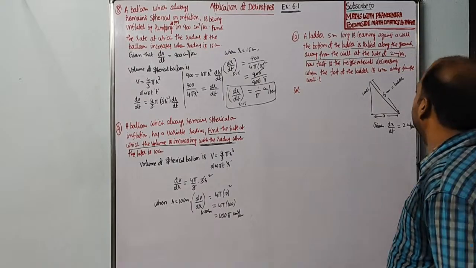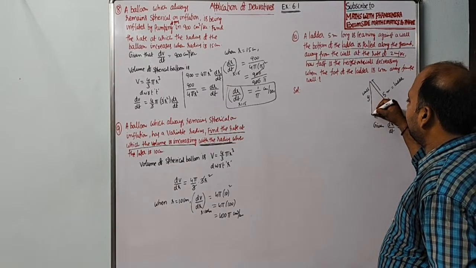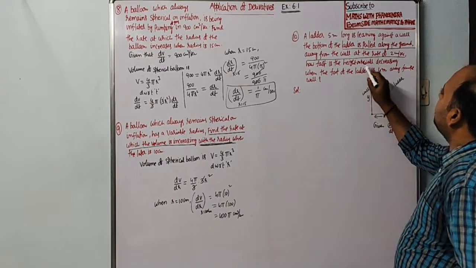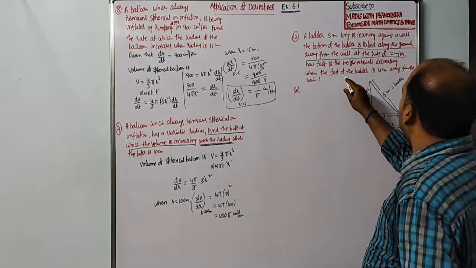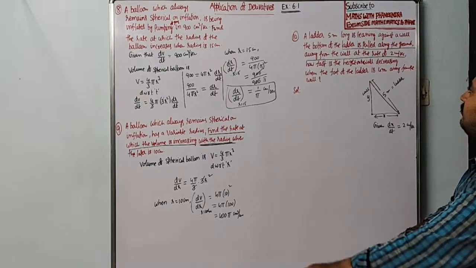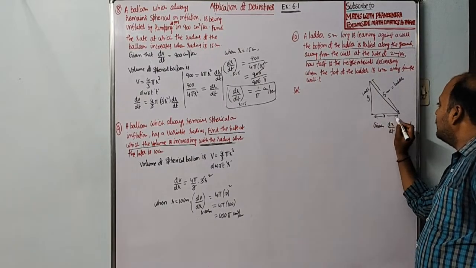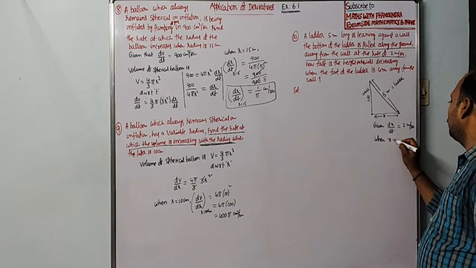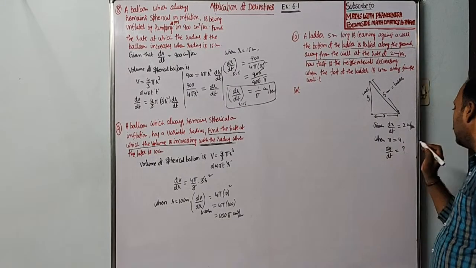Next, I am taking the distance from the foot of the wall to the top of the ladder as y. How fast is the height of the wall, y, decreasing when the foot of the ladder is 4 meter? Foot of the ladder means from here to here it is 4. When x is equal to 4, they are asking to find dy by dt.